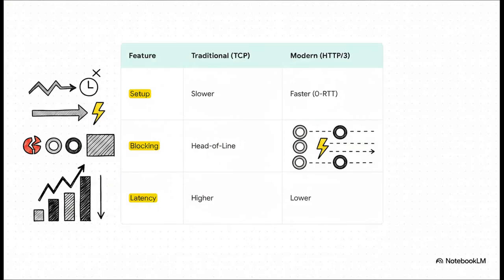And this table just lays out the advantages so clearly. With HTTP/3, you get much faster connection setups, but the real game changer is the elimination of head-of-line blocking. That means one slow request won't hold up every other request on that same connection anymore, which is a massive, massive win for microservices and APIs.